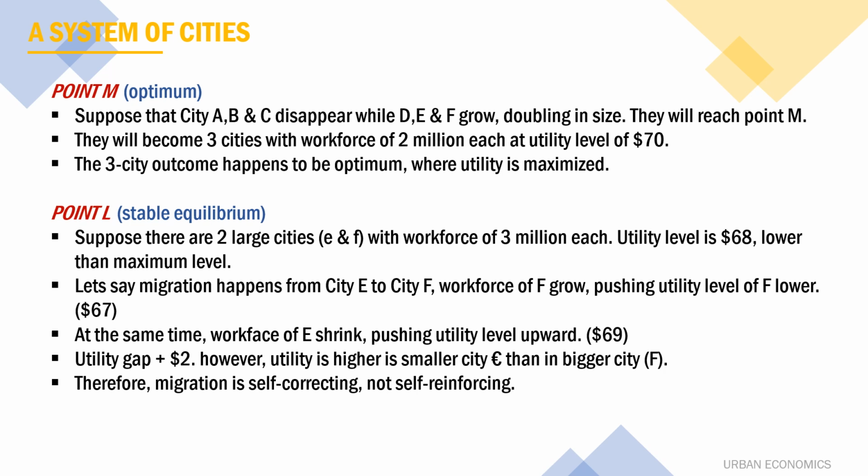We assume that cities A, B, and C disappear while D, E, and F grow, doubling in size. So they will reach point M. They will become 3 cities with a workforce of 2 million each at the utility level of $70. So the 3 city outcome happens to be the optimum, where we can say that the utility is maximized.